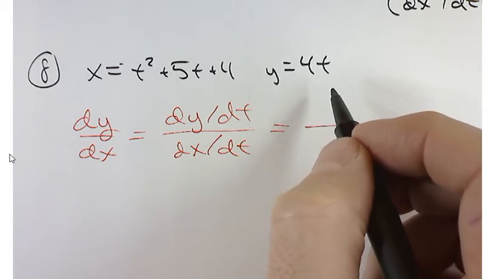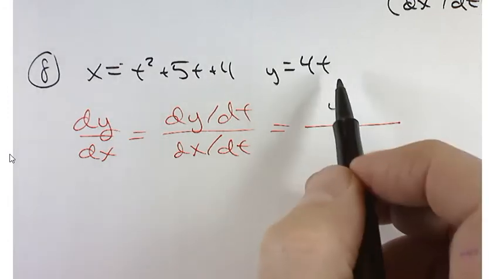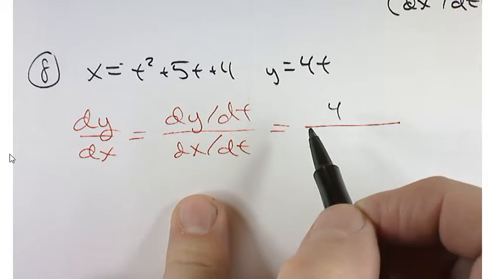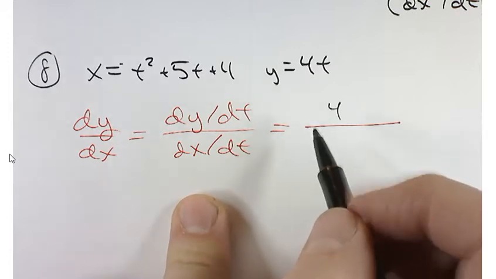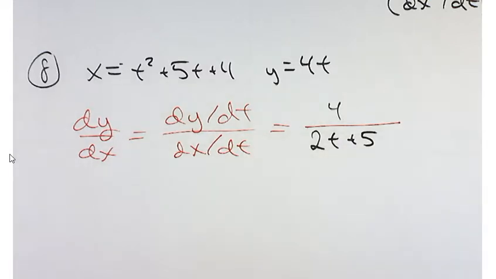Parth? What would dy by dt equal? 4. Thank you. Just the derivative with respect to t. And how about dx by dt? Anyone? 2t plus 5. Yay.